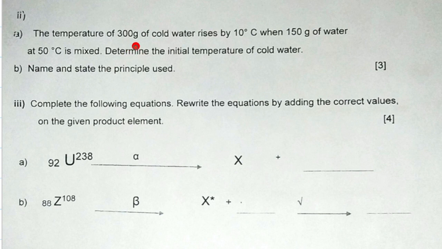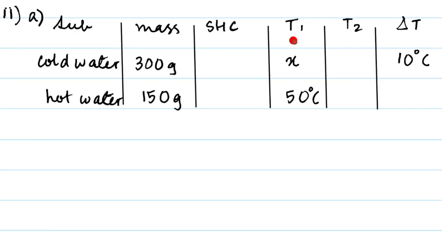The temperature of a 300 gram cold water rises by 10 degrees C when 150 gram of water at 50 degrees C is mixed. Determine the initial temperature of the cold water and name and state the principle used. So this will be for 2 marks and this will be 1 mark. So let's write it. Now we make the columns like this: substance, mass, SHC, T1, T2, delta T. You may have a different method, but I prefer this because it gives me clarity of thought.